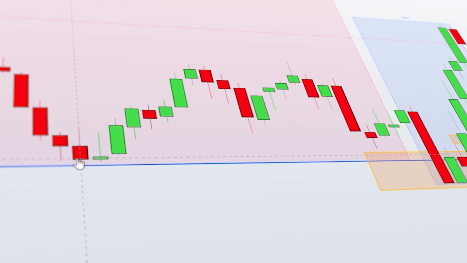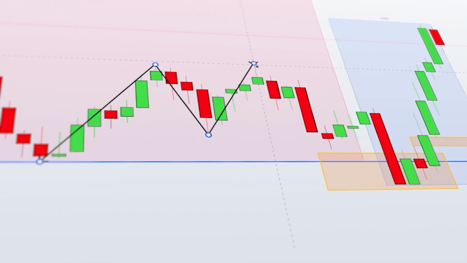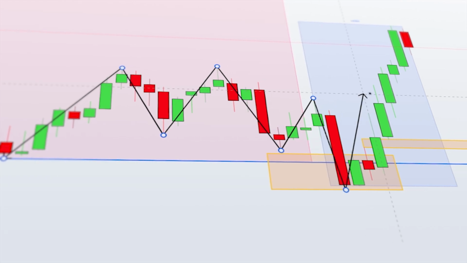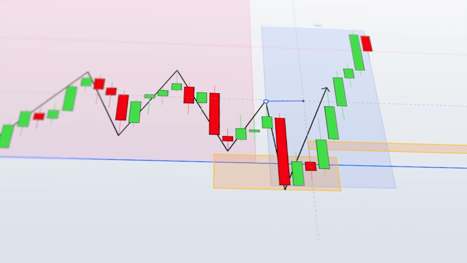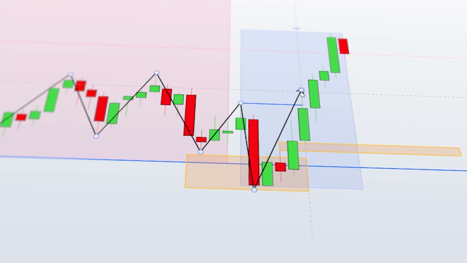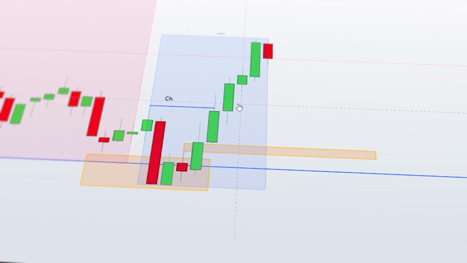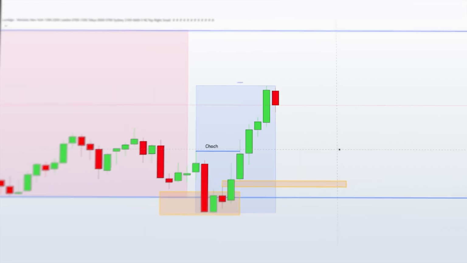Now we need to wait for the market structure to change. If the Tokyo high was withdrawn at the beginning of the London session, the structure should change from upward to downward. If the Tokyo low was withdrawn, the structure changes from downward to upward. This change in structure is called CHOCH, change of character. It indicates that the market has indeed changed direction.